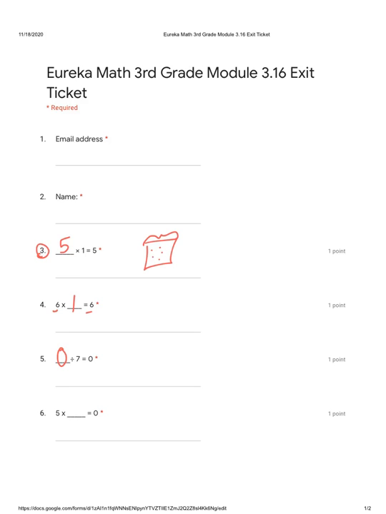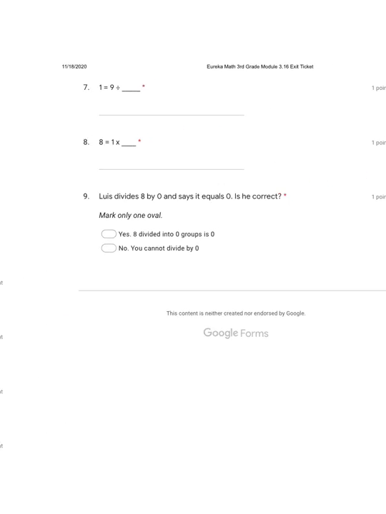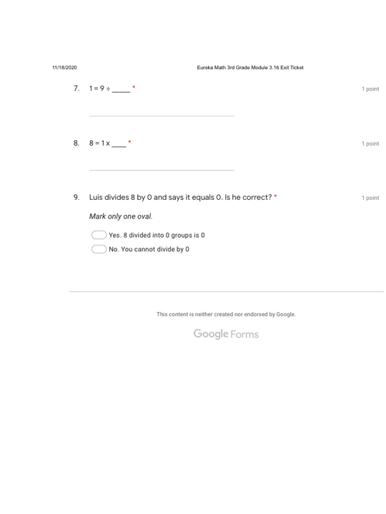Okay, number 6, 5 times blank equals 0. Okay, here's 0 cookies. It doesn't matter if you have 5 groups because there's 0 in each group. So 5 times 0 equals 0. Number 7, 1 equals 9 divided by blank.